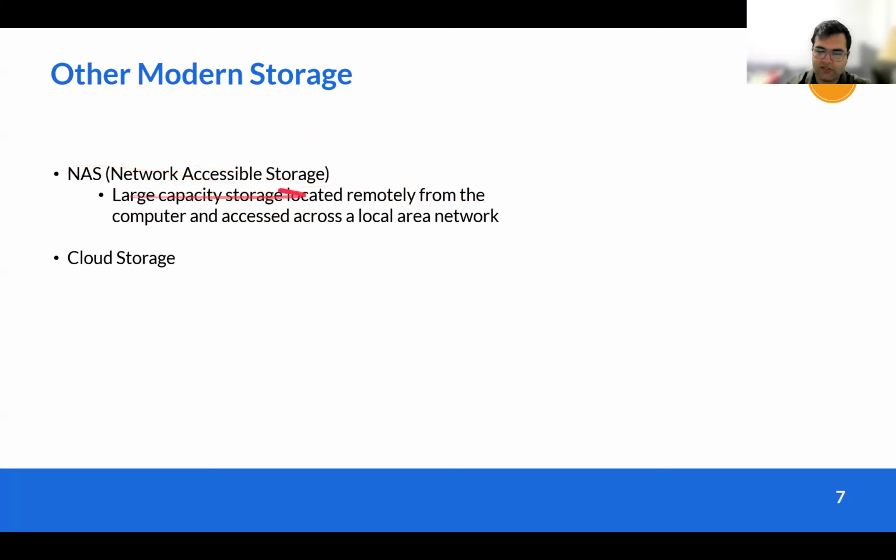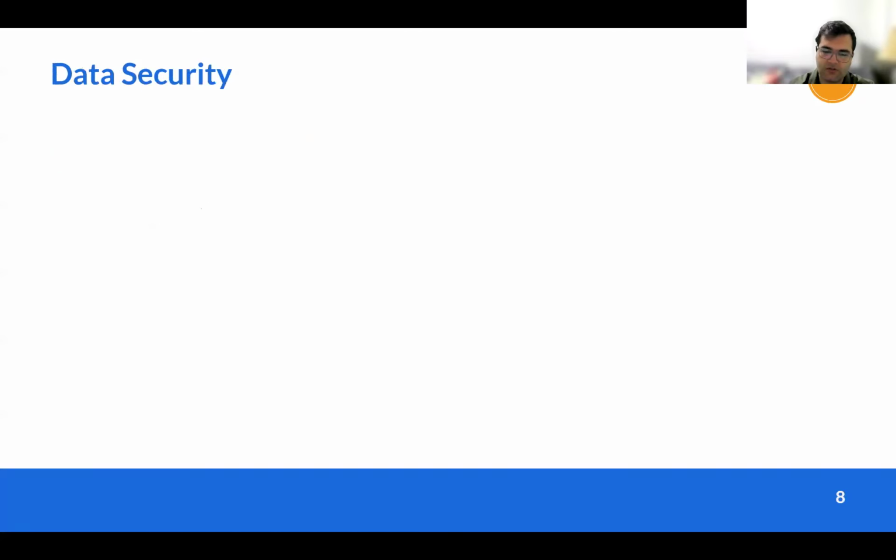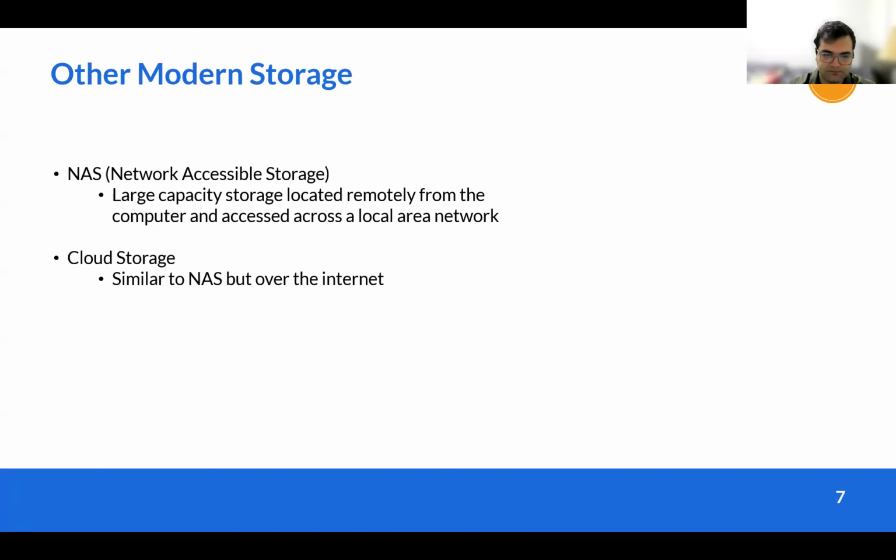This is not to be confused with cloud storage. Cloud storage is specifically over the internet. Network accessible storage is local area network, within your own network, but cloud storage is over the internet. This is when you're paying Google and Amazon and whatnot.